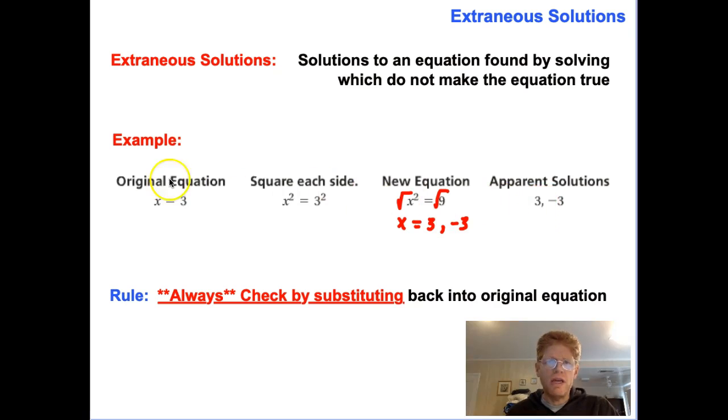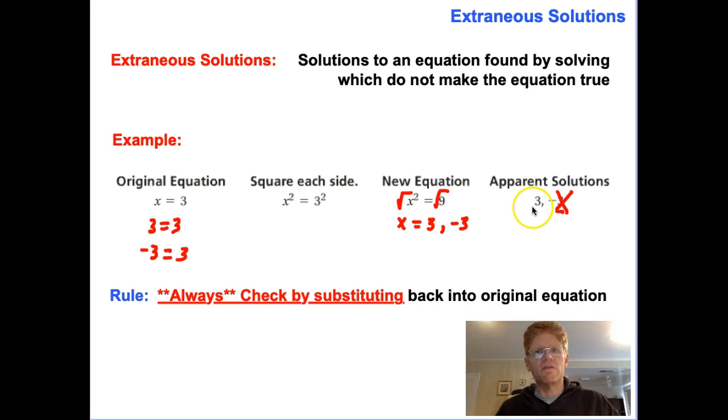However, 3 is equal to 3, but negative 3 is not equal to 3. So this x is equal to negative 3, that is not a solution. So we'll call that an extraneous solution. And the only way to tell most of the time whether we have an extraneous solution is by checking our answer. So we always want to check by substituting that original answer into the original equation. So we would substitute both 3 and negative 3 into our equation. Let's look at a couple of examples.